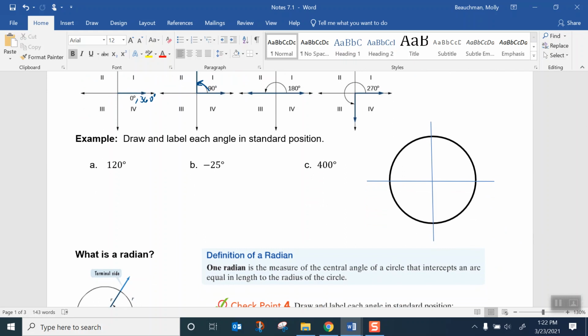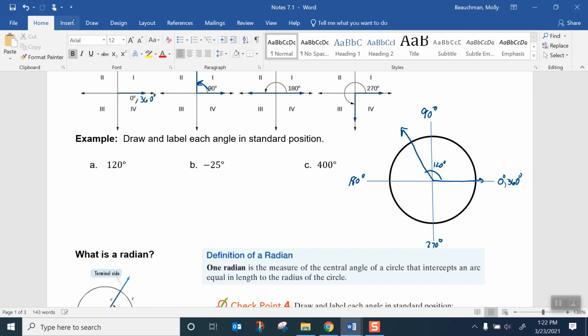So let's take a look at some examples of drawing and labeling angles in standard position. These are in degrees, so we know that our start is 0 or 360 degrees, 90 degrees, 180, and 270. So 120 degrees has to be between 90 and 180. So there's our initial side, terminal side, and there's the 120 degree angle. So there's drawing it in standard position.